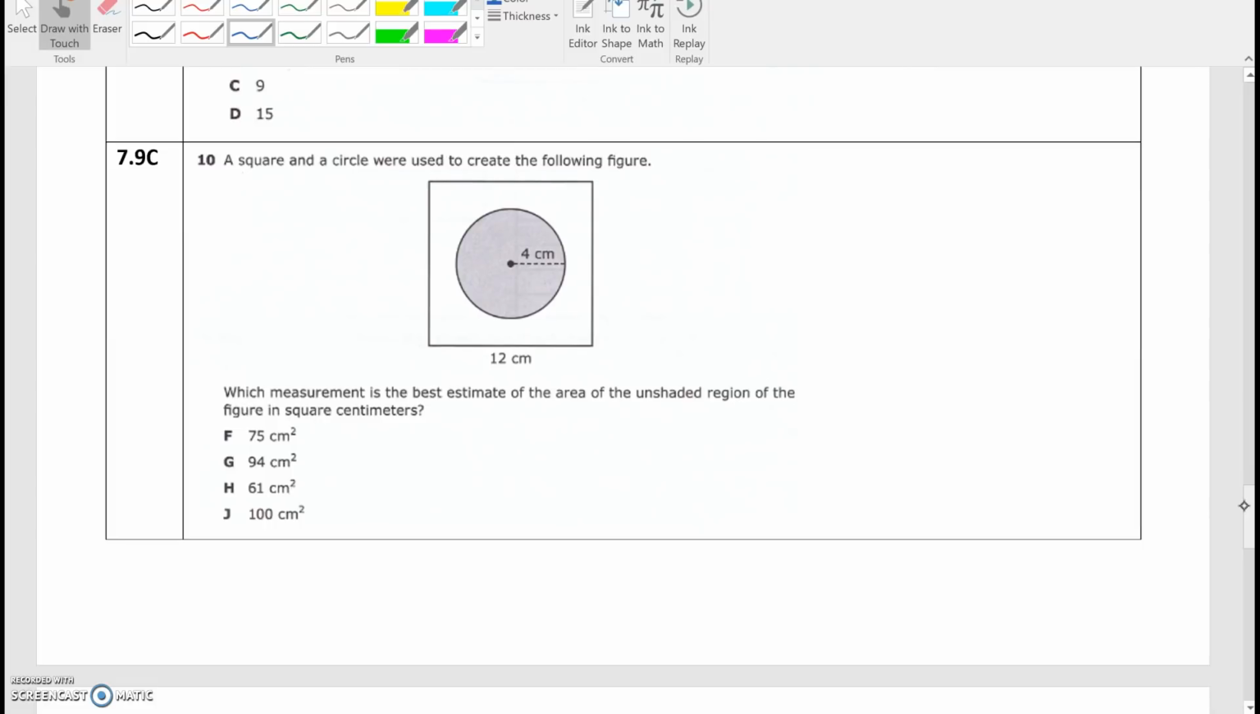All right, number 10, it says a square and a circle were used to create the following figure. Which measurement is the best estimate of the area of the unshaded region of the figure? We want this space out here around the circle. You should see 2 shapes and think about if we're putting them together or if we're taking them apart. You should have 2 formulas here, and it tells you that a square and a circle were used to make it. What is the best estimate of the area of the unshaded region? Use your formula chart.